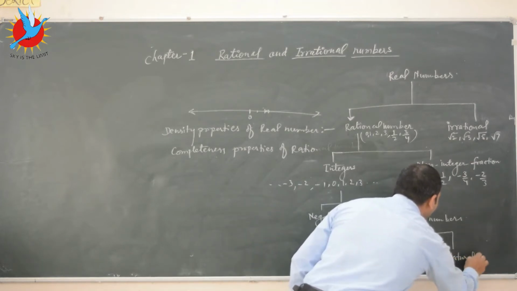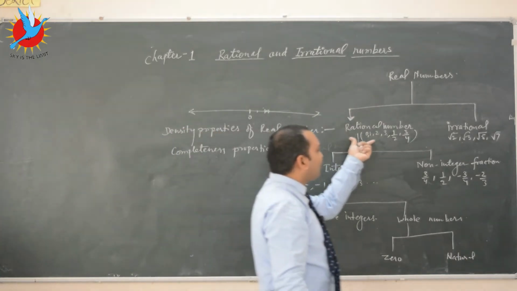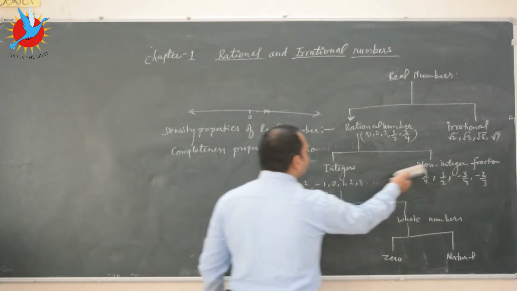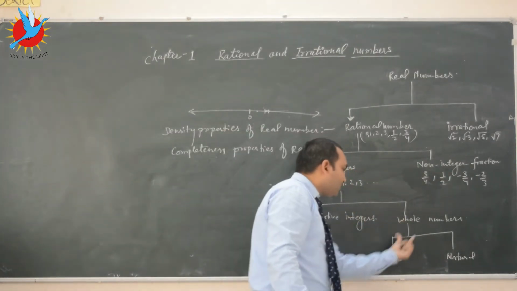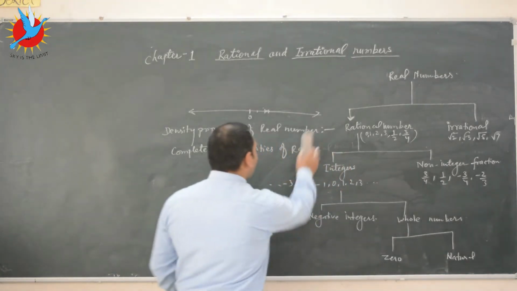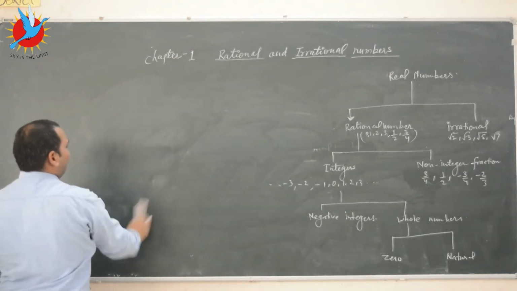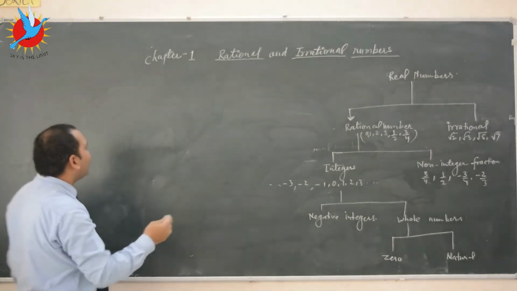So this is the complete diagram of the real numbers. Real numbers are divided into rational numbers and irrational numbers. Rational numbers are integers and non-integer fractions, and integers are negative integers and whole numbers. Whole numbers are further divided into two parts, 0 and natural numbers. So one thing on the topic of rational numbers we are discussing.